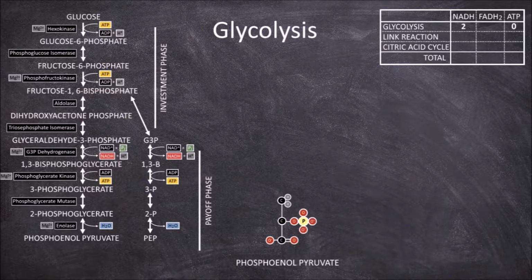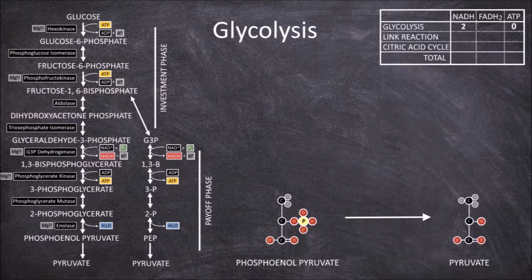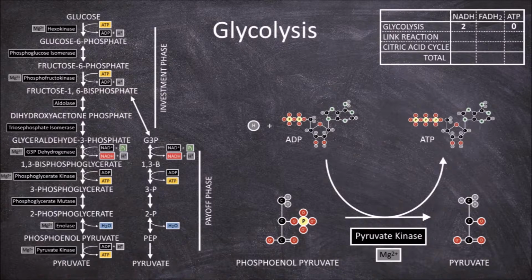The 10th and final step in glycolysis involves the dephosphorylation of phosphoenolpyruvate into a final 3-carbon pyruvate molecule using the enzyme pyruvate kinase and the cofactor magnesium. This process involves a hydrogen molecule and taking a phosphate group from phosphoenolpyruvate and attaching it to ADP to form ATP. This step creates an ATP.